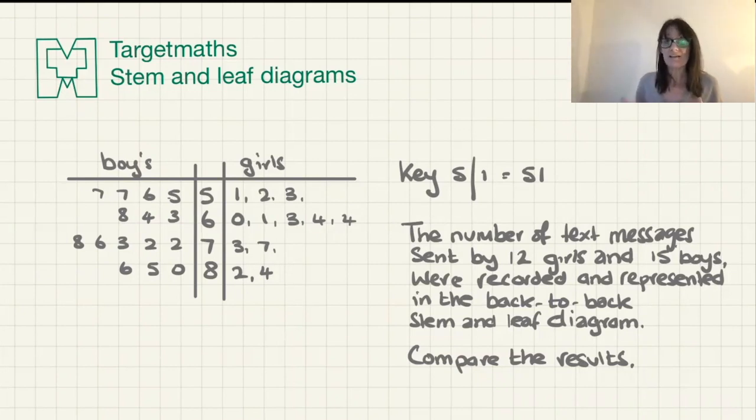And then you could get asked something that doesn't seem to be very clear. So the number of text messages sent by 12 girls and 15 boys were recorded and represented in the back-to-back stem and leaf diagram.